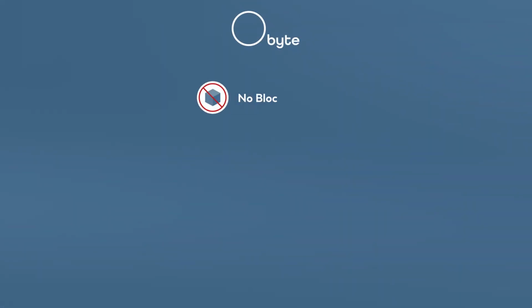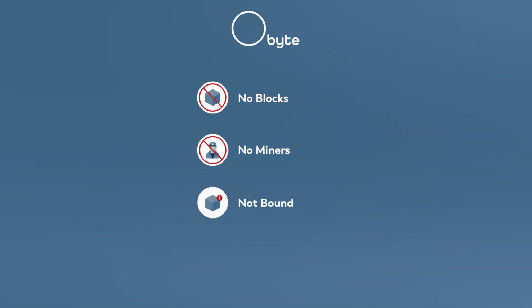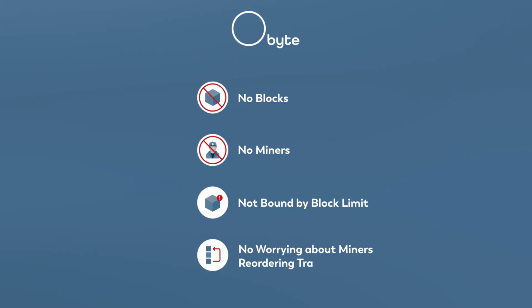Obyte has no blocks, no miners, so is not bound by any block limit, and users of DeFi apps don't have to worry about miners reordering their transactions in their favor.